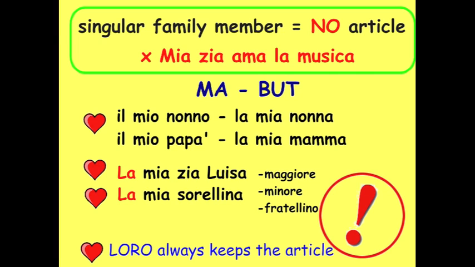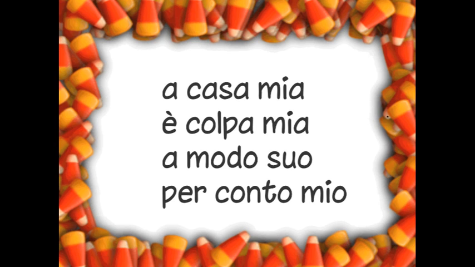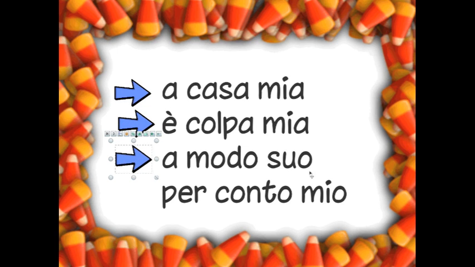These are the possessives. I'd like you to learn these four expressions right here. These expressions have just an unusual use of the possessive. So the possessive goes afterwards, there's no article. A casa mia, at my house. È colpa mia, it is my fault. A modo suo, in his way. I picked suo, but it could be mio, tuo, suo, nostro, vostro, loro. And per conto mio, by myself, on my own. So please memorize these four.